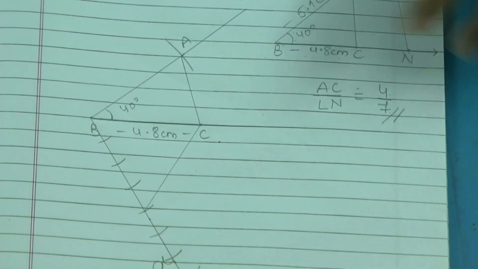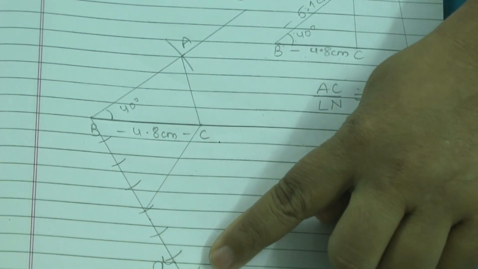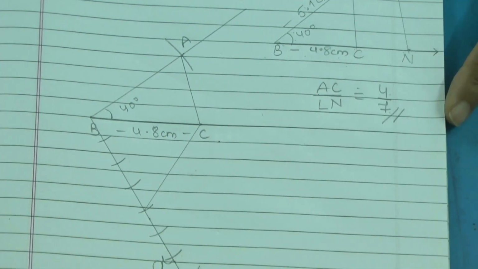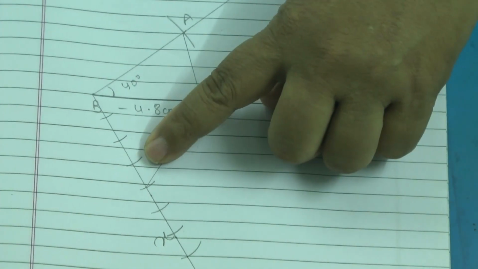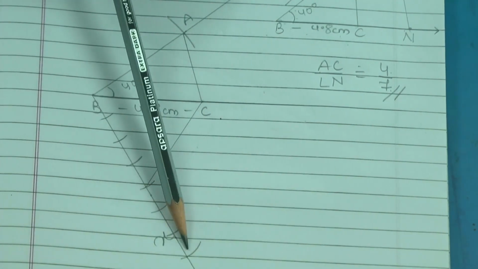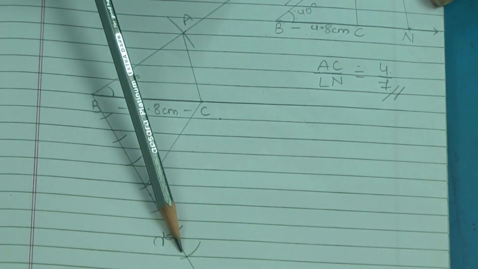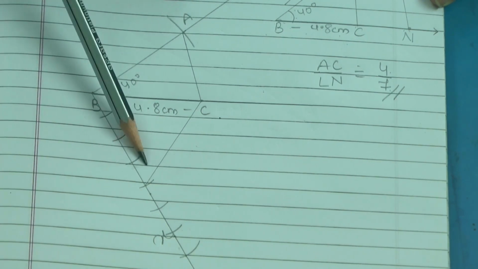Now see children, at the 7th equal part, we are going to draw an angle which is equal to this angle.